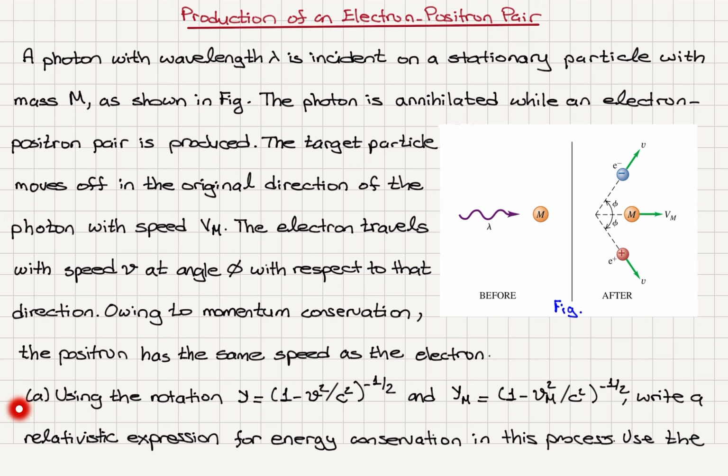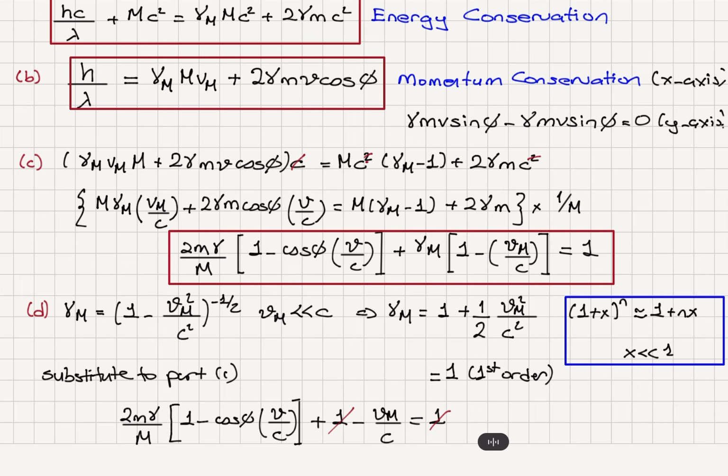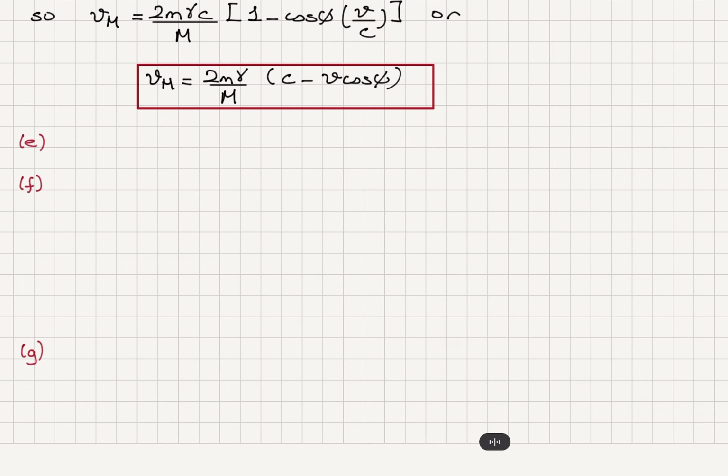So in part A, we have written the energy conservation. Part B, we have written the momentum conservation. We combined the two, and then we looked at the limit for which V capital M is much less than C, and obtained an expression for V capital M, as you can see here.